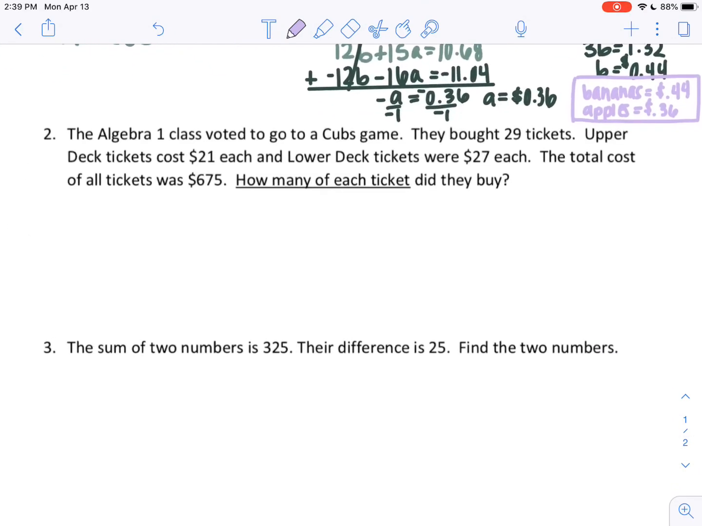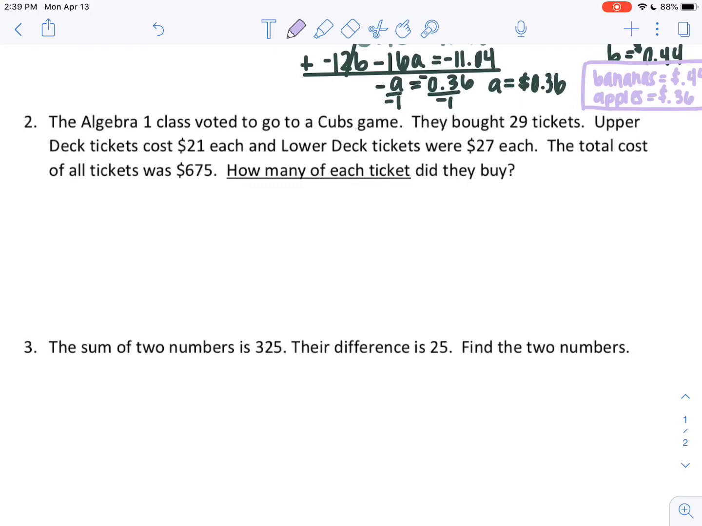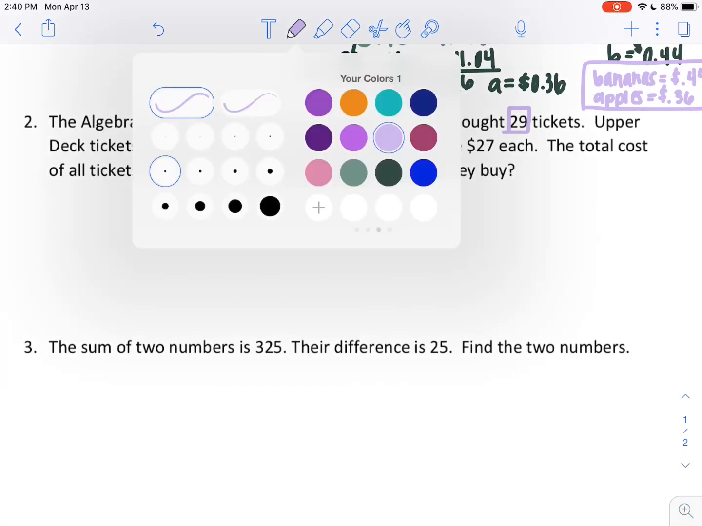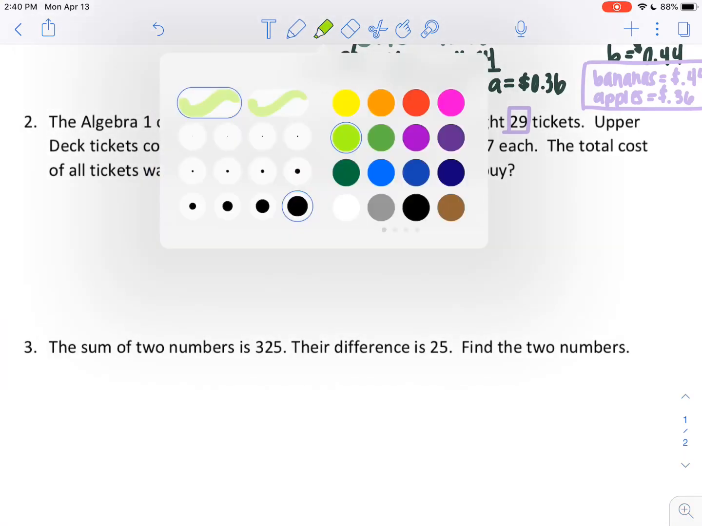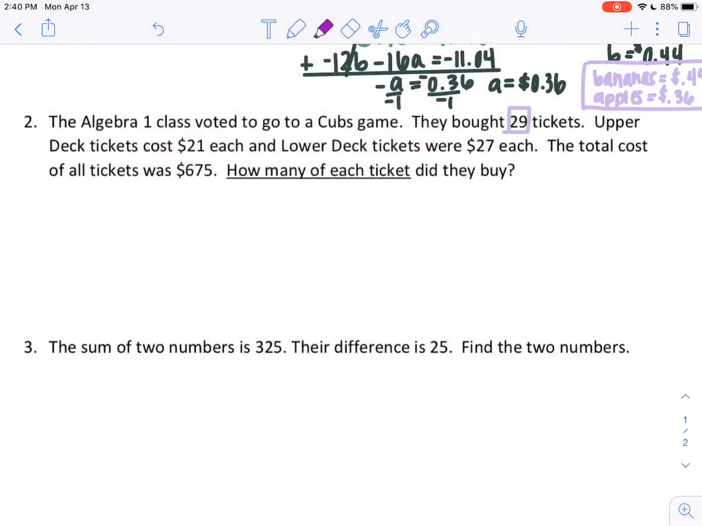With number 2, it gets to be a little bit different. So it says the Algebra 1 class voted to go to the Cubs game. Okay, they bought a total of 29 tickets, so we're going to keep that in mind. That's important. It says upper deck tickets cost $21 each and lower deck tickets cost $27 each. The total cost was $675. So I'm going to highlight these as well. We have 21 each, 27 each, and $675. Okay, how many of each ticket did they buy? So that's telling me my unknown.